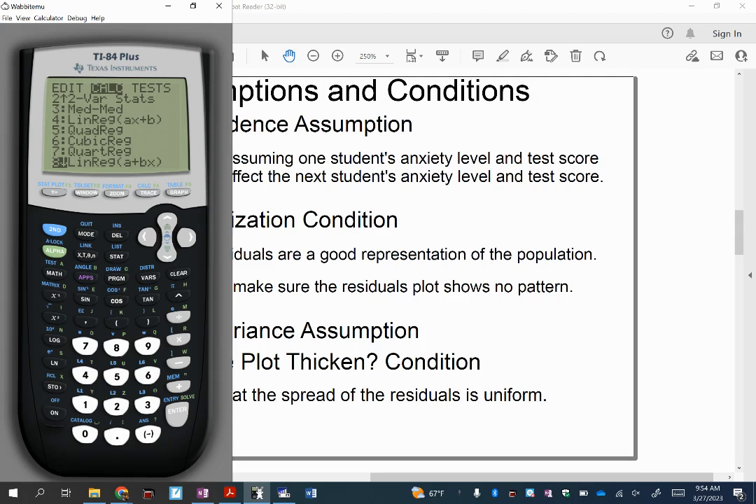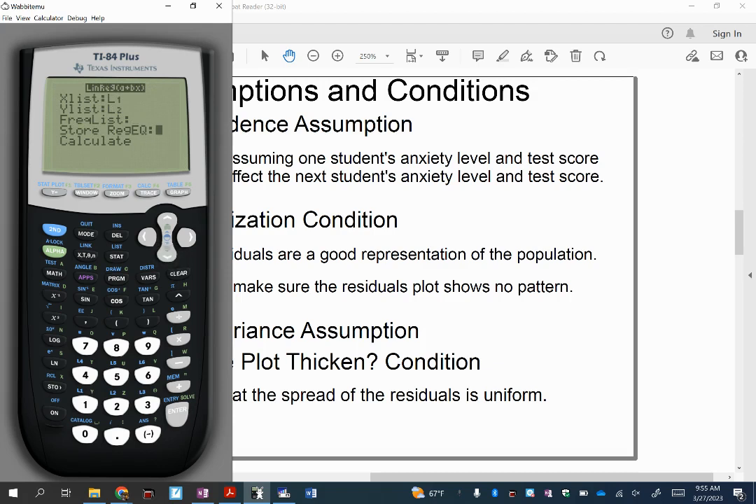Now, again, if you hit this and you haven't done diagnostic on, will you get all the information? No. So make sure you go to 2nd 0, that's the catalog, to do diagnostic on. If you're listening and you're like, I didn't get it, do that first. All right, I think we're all good on this.